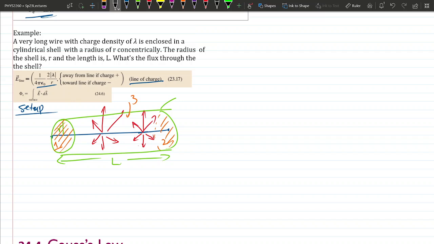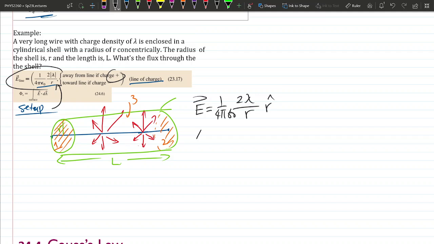Okay, so part of the setup, you probably want to find out what the electric field is for a line of charge, which is this equation, 2 times lambda. We're going to assume that the charge is positive. If the charge happens to be negative, we just have to negate the answer. And this is going to be going away from the line of charge itself.